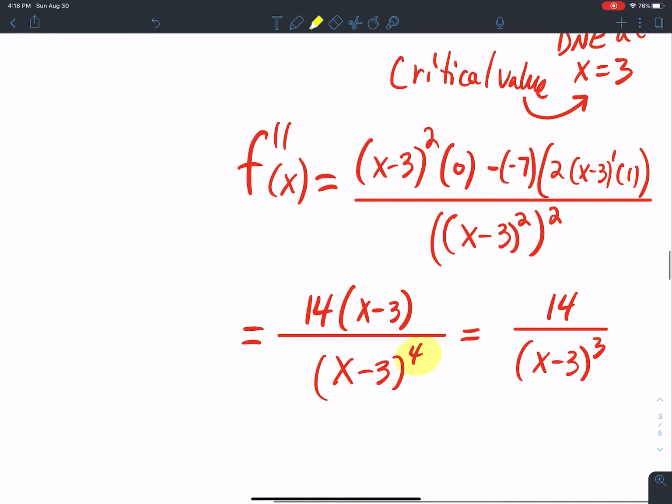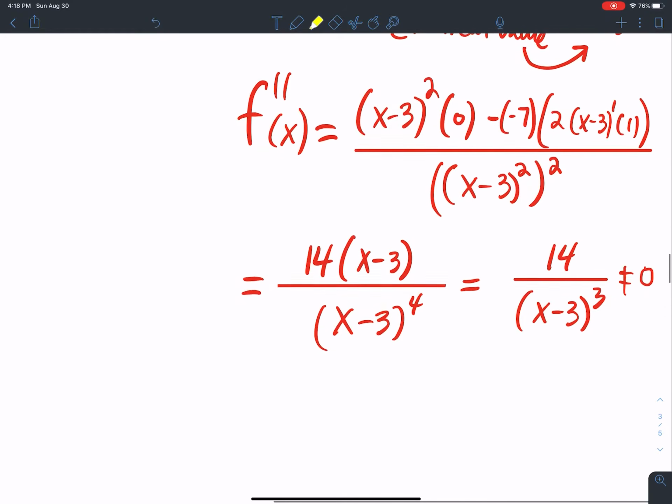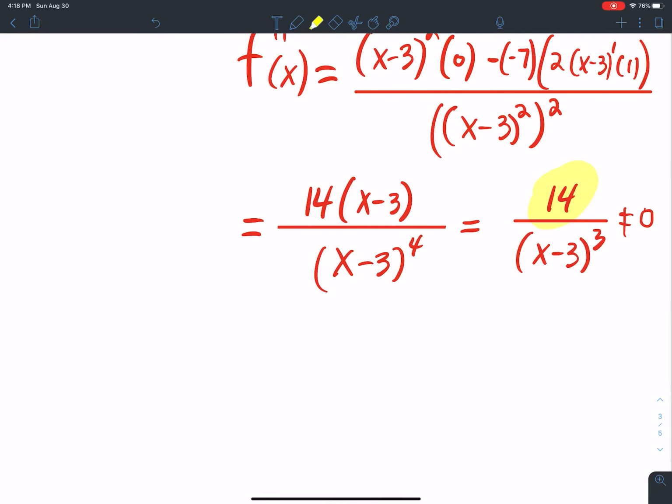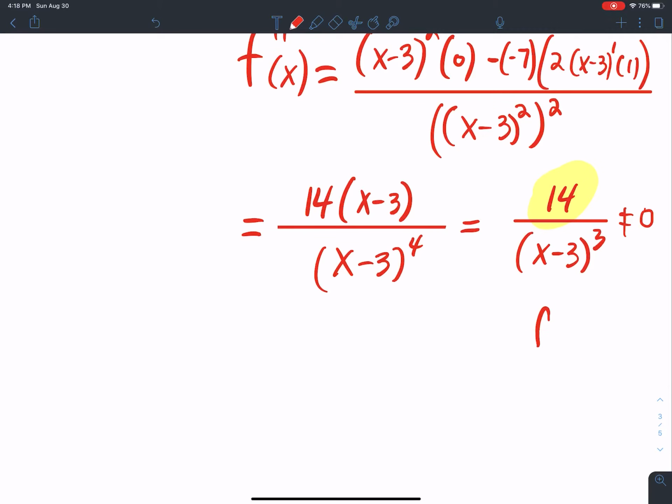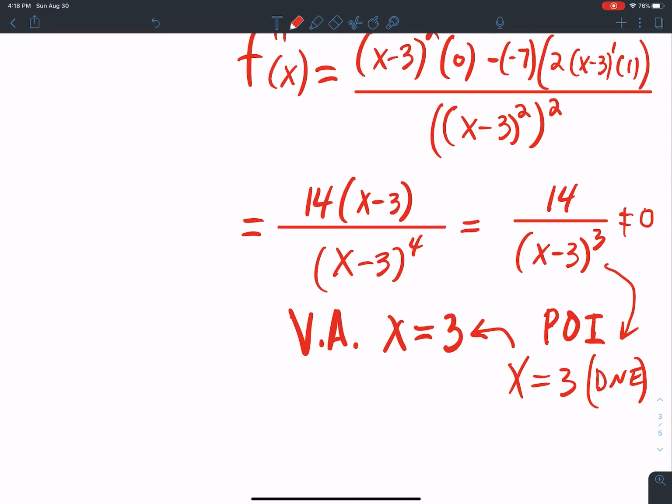Now, same thing here. This is the second derivative. 14 can never equal 0, so it's impossible for f double prime to equal 0. However, you can have 14 divided by 0 as long as I plug in x equal to 3. And so if I plug in x equal to 3, then that point doesn't exist.